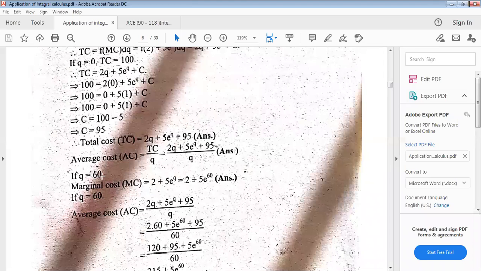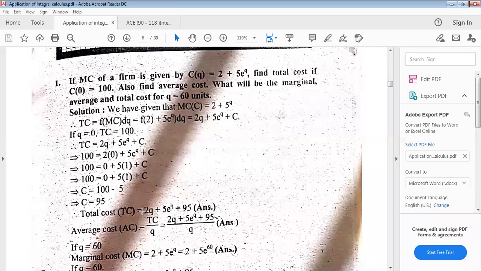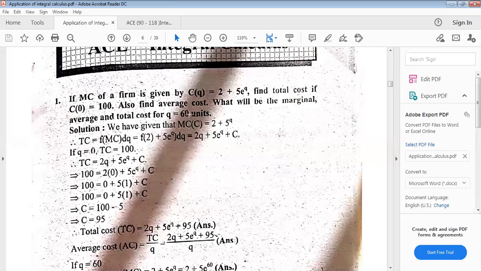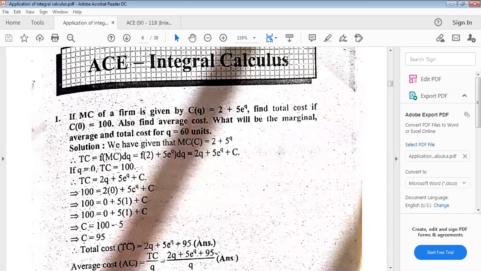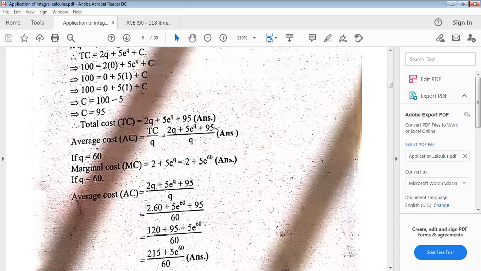Now if q equals 60, then what will the marginal and average cost be? Second condition: if q equals 60, marginal cost will be, we are given, 2 plus 5 into e to the power q, right? Marginal cost will be 2 plus 5 into e to the power q. So 2 plus 5 into e to the power 60, just putting q equals 60.